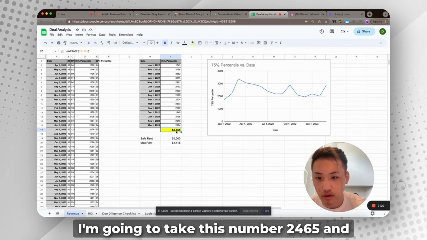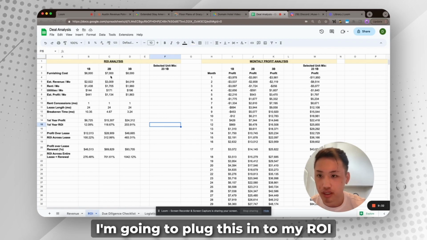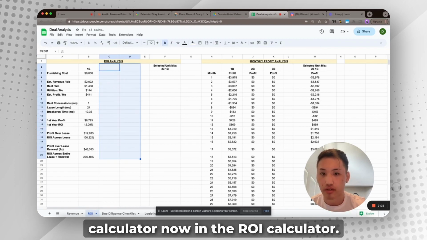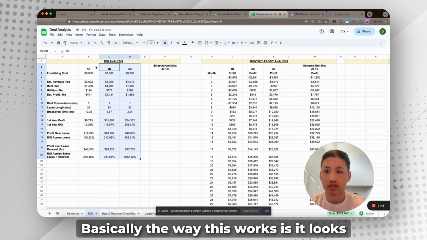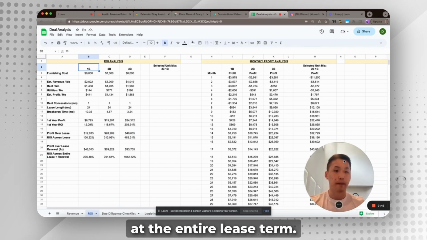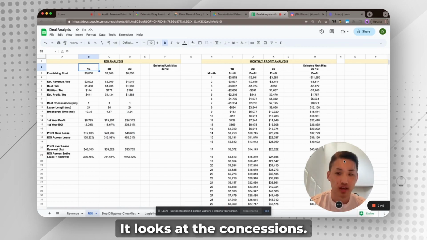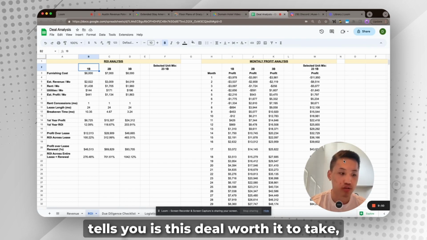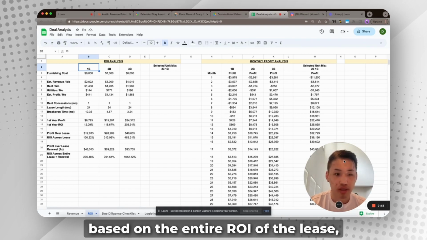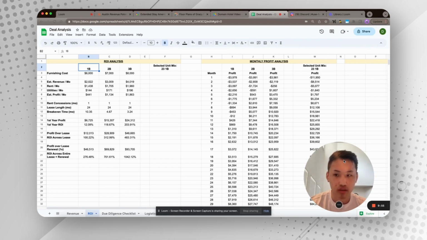I'm going to take this number, 2465, and plug it into my ROI calculator. The way the ROI calculator works is it looks at the entire lease term, the concessions, and your furnishing costs, and tells you whether this deal is worth taking based on the entire ROI of the lease, assuming you don't get renewed.